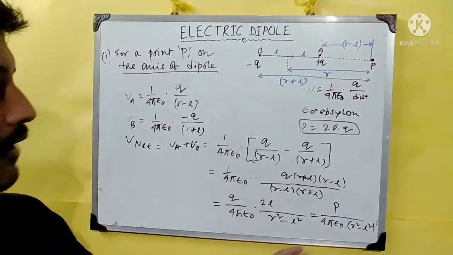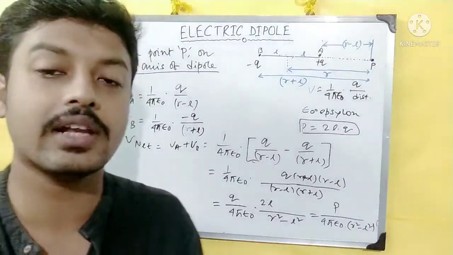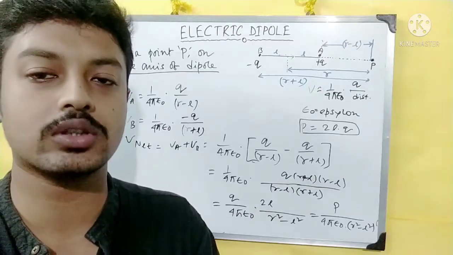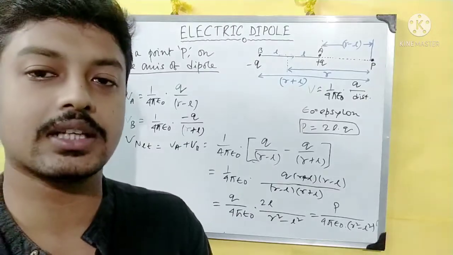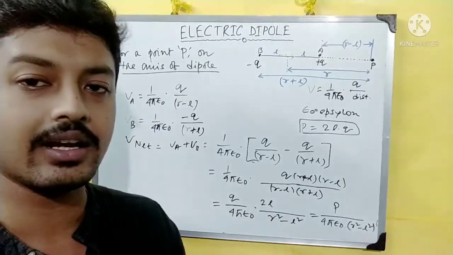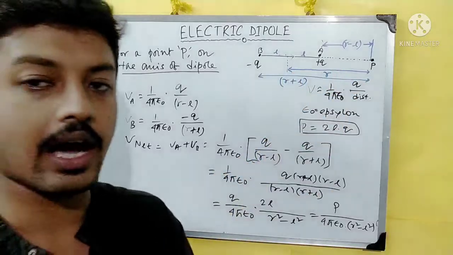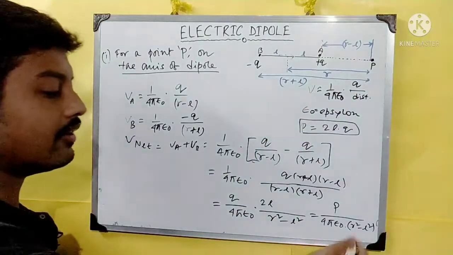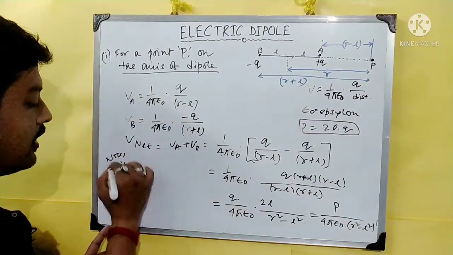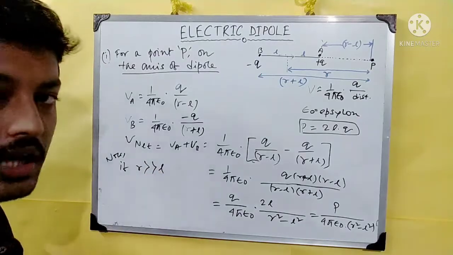Now there is an assumption: this L is very less than r, as I have said in the definition of electric dipole, that two equal and opposite charges will be placed at a small distance. That means this L will be automatically very less than this r. This r distance will be very high compared to L. So if r is very greater than L, L is very small, as I have just said.